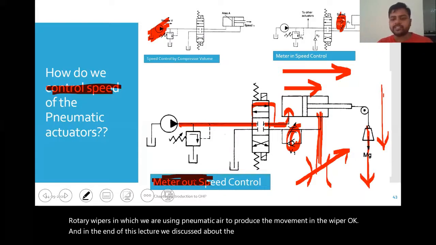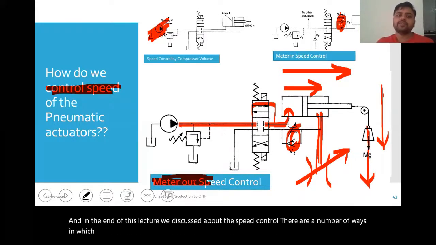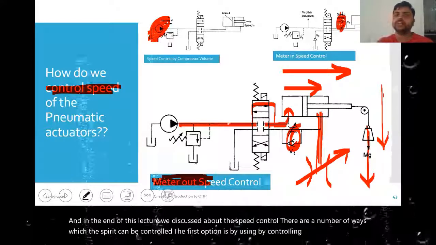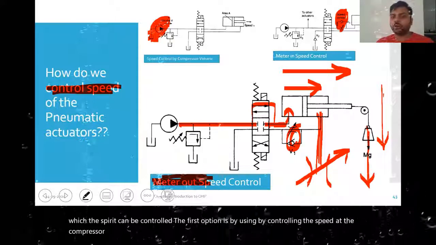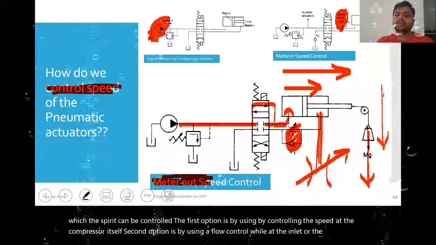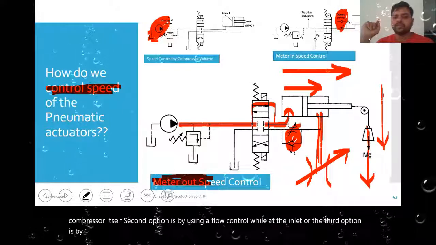There are a number of ways in which the speed can be controlled. The first option is controlling the speed at the compressor itself. The second option is using a flow control valve at the inlet, or the third option is putting a flow control valve at the outlet.